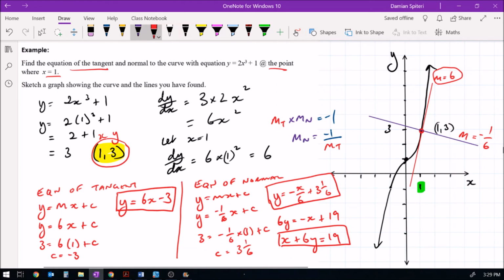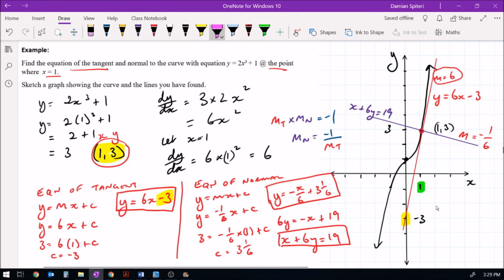All right, so we have our two equations and we can label them if we like on the graph. So this is x plus 6y equals 19, and this is y equals 6x minus 3. And if we're sketching it properly, then let's maybe adjust our lines here. So let's start with the equation of the tangent. We see that the equation of the tangent crosses at minus 3, and minus 3 is down here. So we need that line to cross there, and that would be the appropriate gradient if it's touching that point and crossing at minus 3.